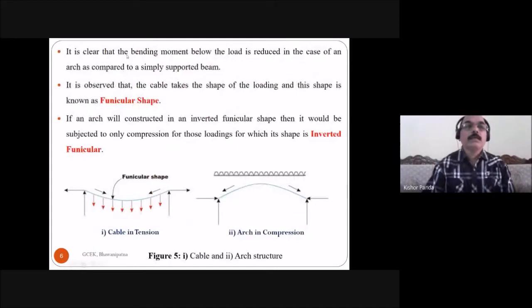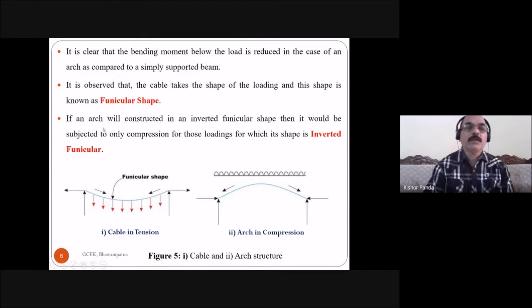It is clear that the bending moment below the load is reduced in the case of an arch as compared to a simply supported beam. It is observed that the cable takes the shape of the loading, and this shape is known as the funicular shape. Look at these two figures. This is one figure, this is the cable, and this is the arch. In the case of cable structure, this is the shape of the loading, and this shape is also known as the funicular shape.